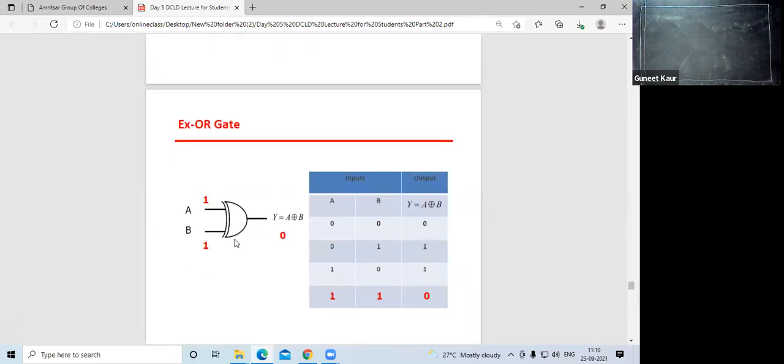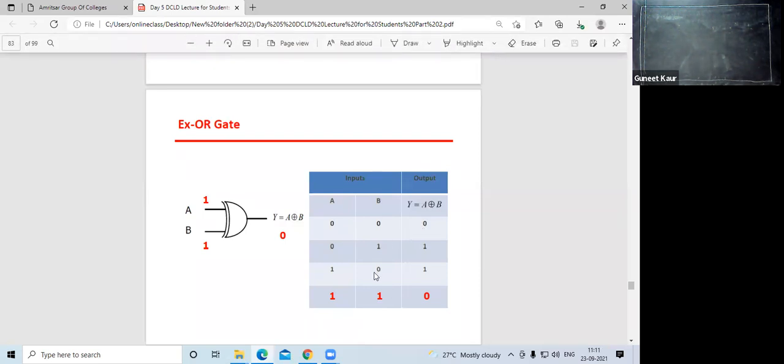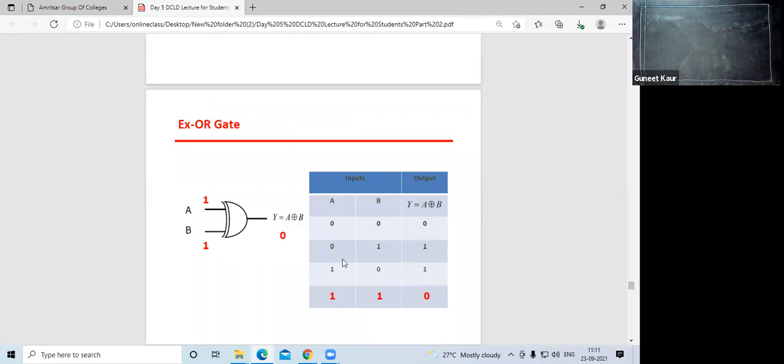Now, I have already told you that if both inputs are the same, meaning 0 0 or 1 1, in both cases the output will be 0. But in this case you can see A is 0, B is 1, then the output is 1. And in another case, A is 1, B is 0, then the output is again 1.